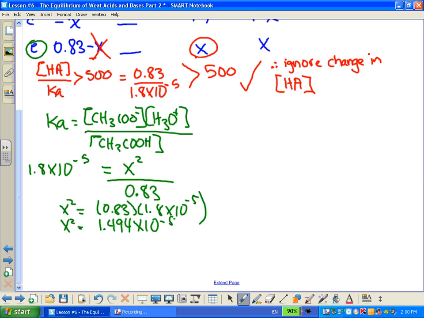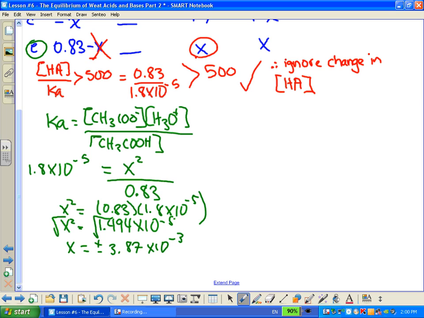Now, in order to get x by itself, we're going to have to take the square root of both sides. We're going to take the square root here and the square root here, and you end up with x is equal to, remember when you take the square root of something, it's plus or minus, so plus or minus 3.87 times 10 to the negative 3.